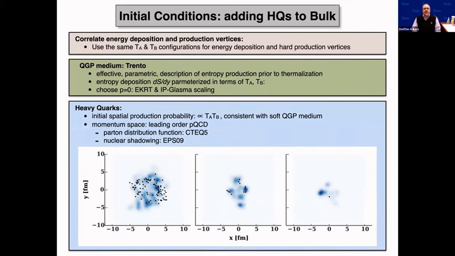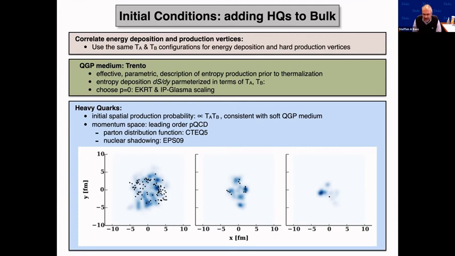Okay, here's what I meant: you need to make sure that in your initial conditions you correlate your heavy quarks properly to the bulk, right? So you should use the same nucleon configurations that you have for TA and TB for the energy deposition in Trento, as well as for the determination of the production vertices for your heavy quarks. Yes, and you can see in the figure a few examples of how that pans out. And yes, it's Monte Carlo, so it's probabilistic.